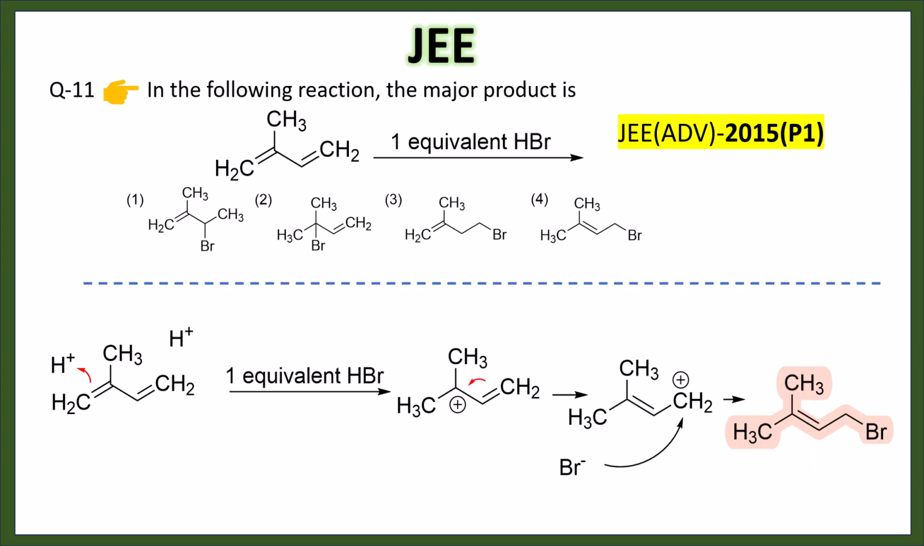Now question number 11: in the following reactions the major product is... In this type of reaction we have earlier seen that protonation happens. One equivalent of HBr gives the carbocation, and further this double bond shift gives the primary carbocation, and the bromide adduct gives this product. This is the thermodynamically controlled product, TCP. The correct option is this one. It is the thermodynamic product because it gives the more substituted alkene.